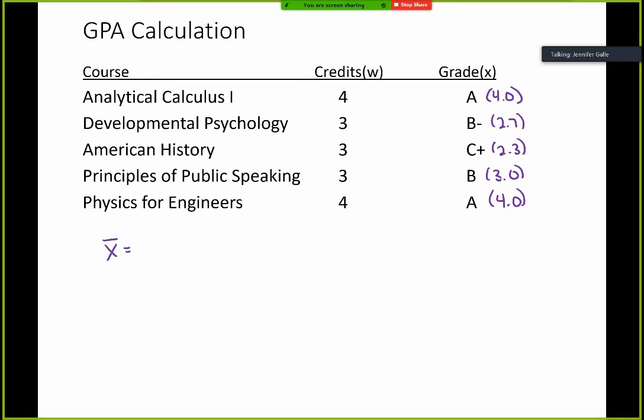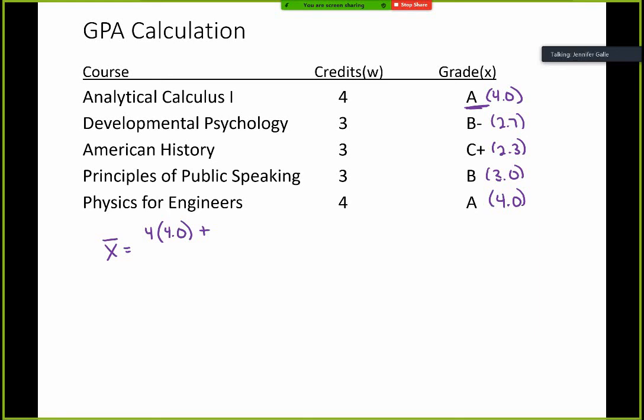So for my first class, we have our calc class. We have a weight of 4. And then our plain old value is 4.0. I can't put an A in there because I can't multiply 4 times A. We're not trying to solve anything here. We're trying to actually figure out what that weighted mean is.